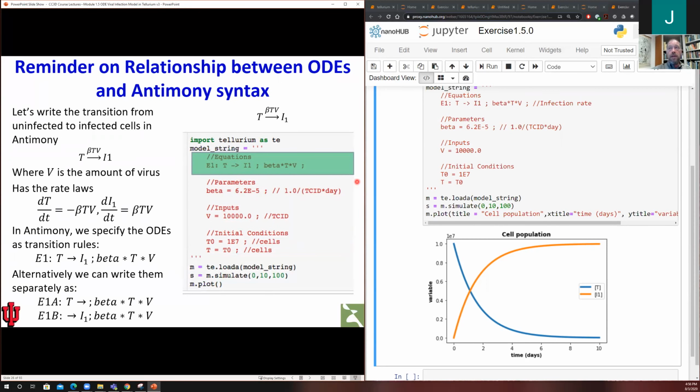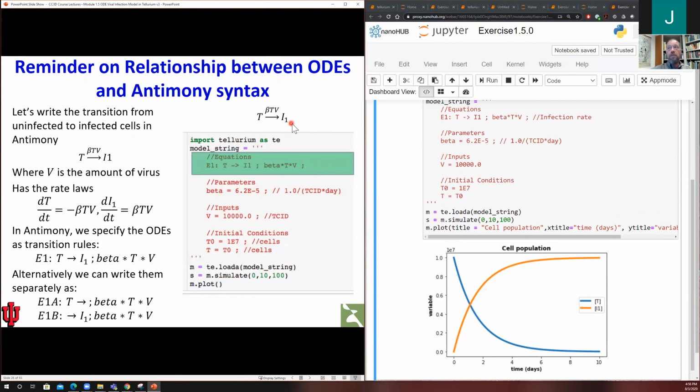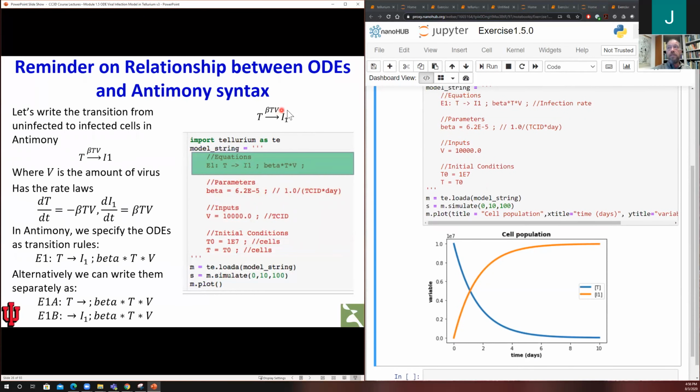And now we're going to take our concept, T goes to I1 at a rate beta times T times V. And we can convert that reaction into a pair of ordinary differential equations. dT/dt, capital T by little t, is equal to minus beta T V, because we're losing susceptible cells. For creating I1 cells, dI1/dt is equal to beta T V. Notice the sum of T and I1 is a constant.